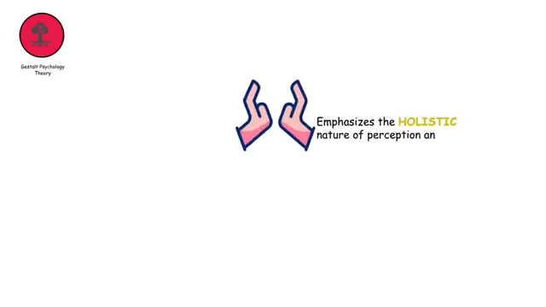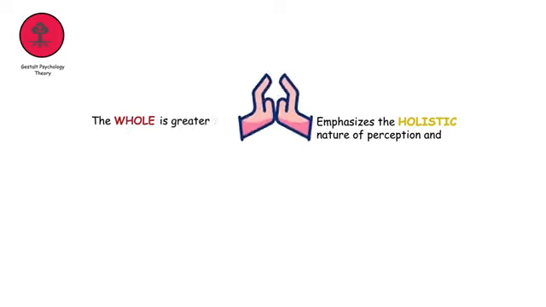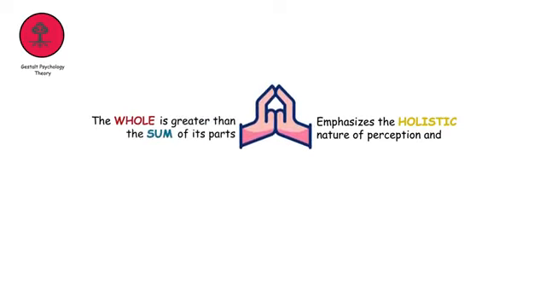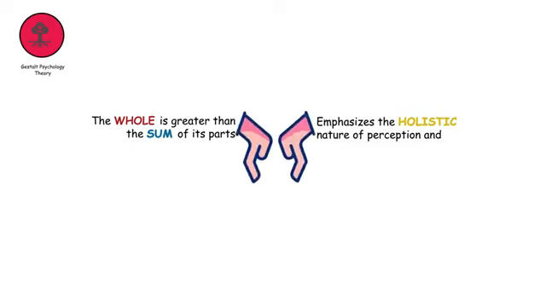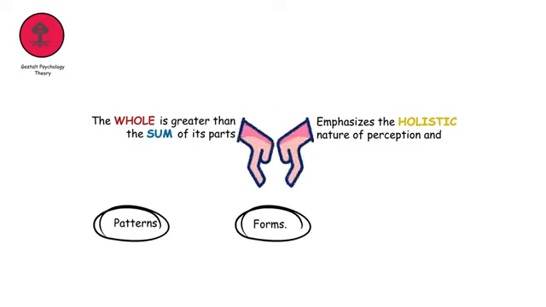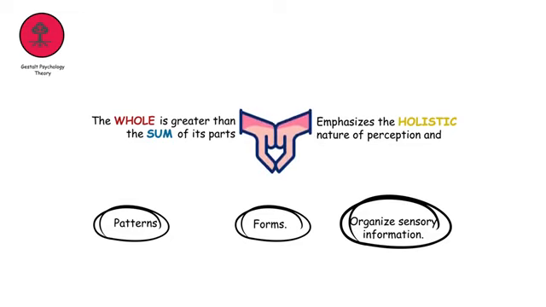Gestalt psychology theory. Gestalt psychology emphasizes the holistic nature of perception and cognition, arguing that the whole is greater than the sum of its parts. It explores how humans perceive patterns, forms, and organize sensory information.